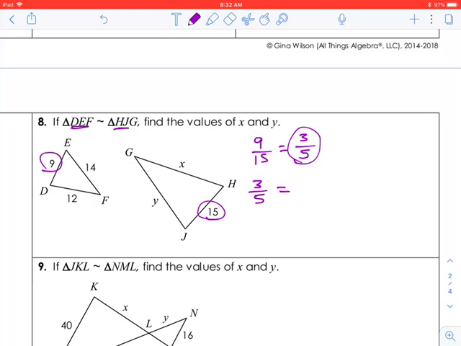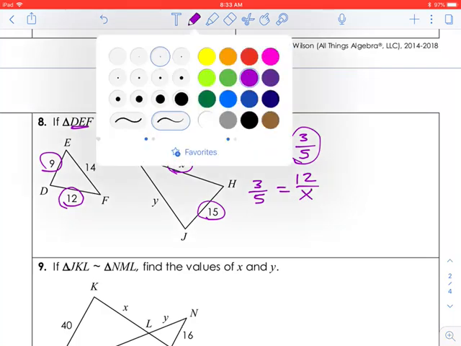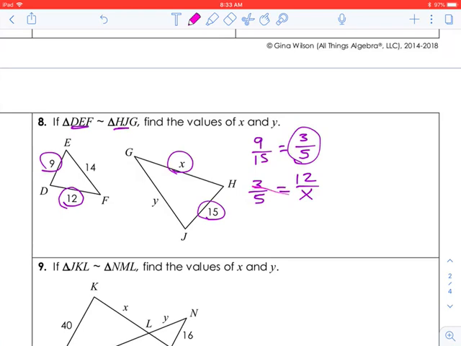So GH is the first and last. So DF is first and last. So that'd be DF is 12 over x. And now I can use what I know with cross multiplication. I set that up, the small triangle over the big triangle.